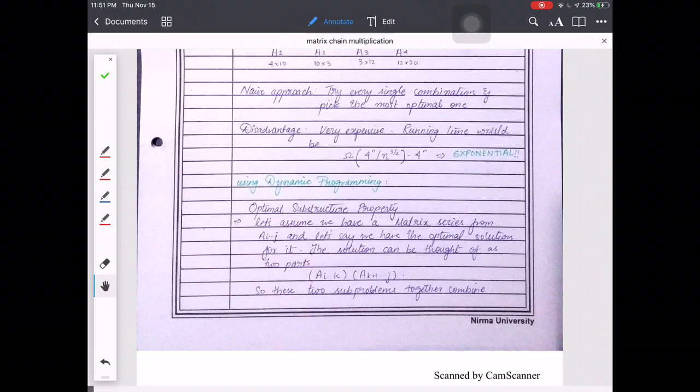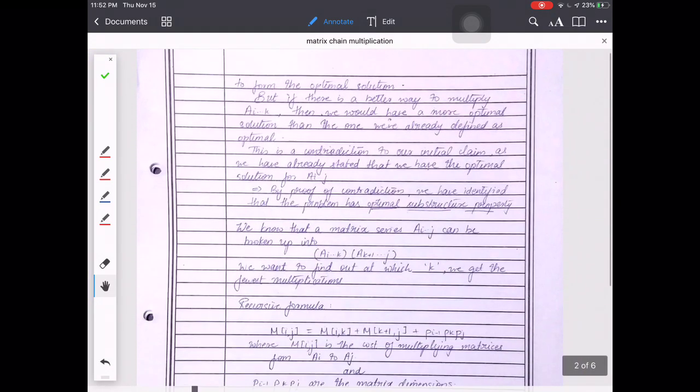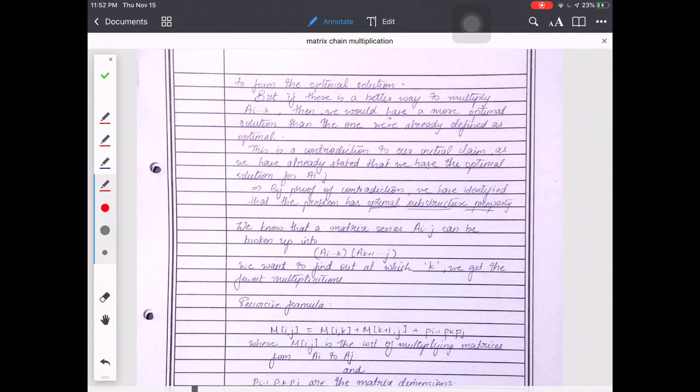So the first step is to prove that this problem does actually have the optimal substructure property. So to prove that, let's see what we can do. Let's assume that we have a matrix series from Ai to Aj, and let's say that we have an optimal solution for it. That is, we already have an optimal solution for Ai to Aj. Now the solution can be thought of as two parts, that is Ai to Ak and Ak+1 to Aj. So we can see the problem in two parts, and both the parts when combined form the optimal solution.